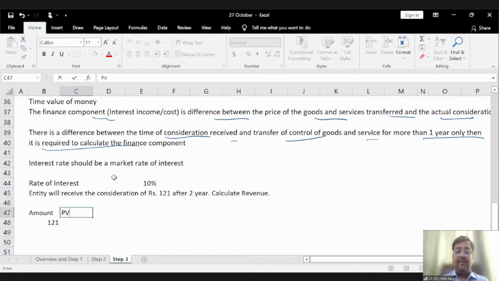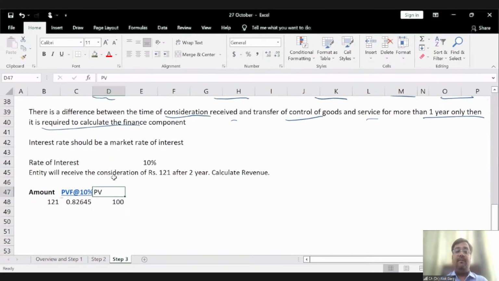Your present value factor at the rate of 10%. What is my present value factor at the rate of 10% for 2 years? It will be 1 divided by 1.1 again divided by 1.1, right? So this will be 0.8265. What is my present value? My present value is 121 multiplied by 0.82645. This will be my present value.